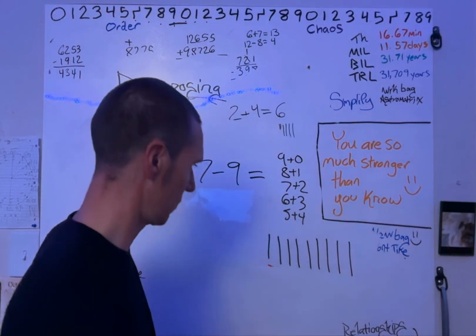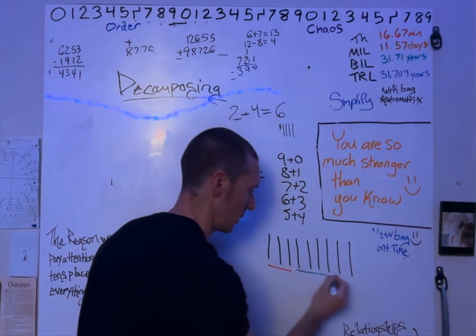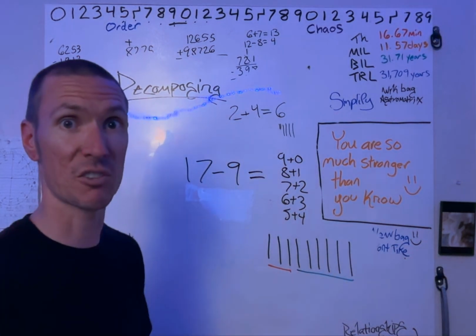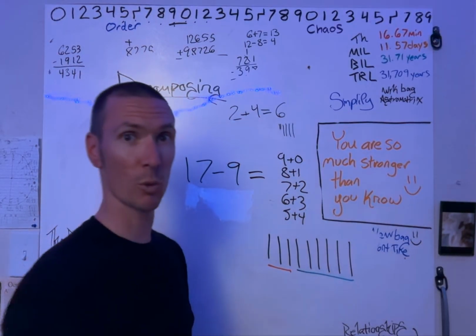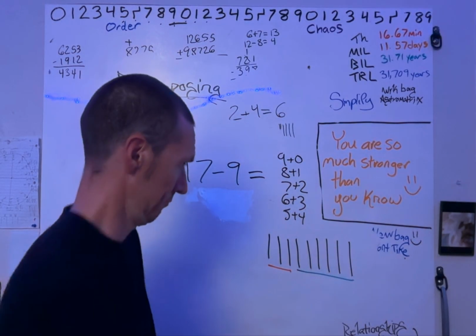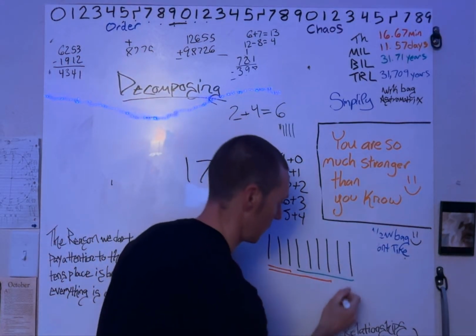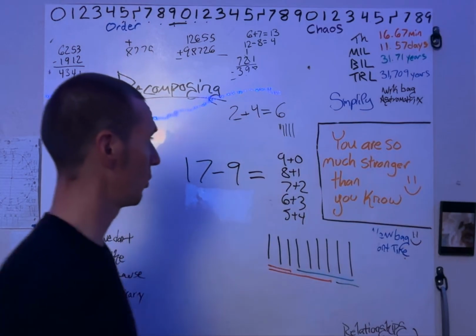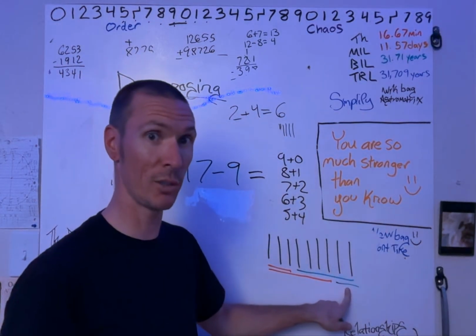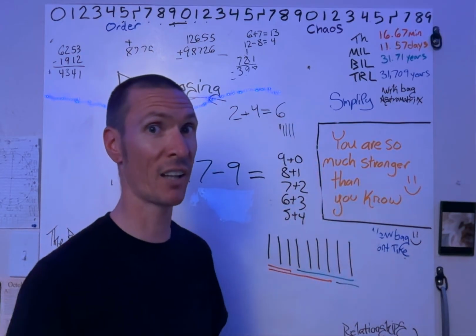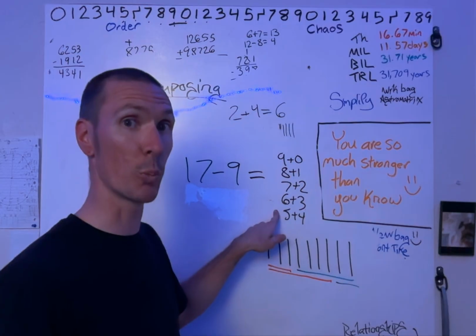So, I mean, what about 3 and 6? 3 in the red group, 6 in the green group. Still just 9. I mean, how about we do 7 in the red group and 2 in the green group? Still just 9. These are all the different ways that you can group this.